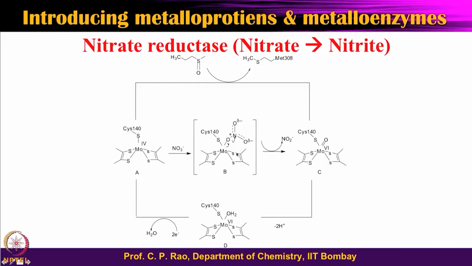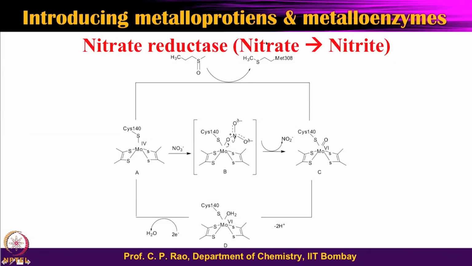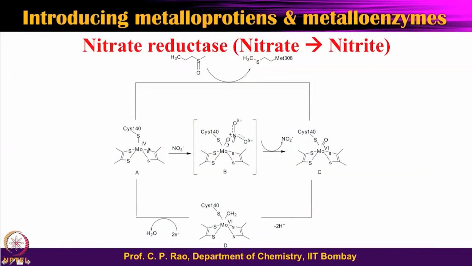Okay, we can look at another example. Nitrate reductase means nitrate to nitrite. So, for a while you do not need to worry about this. Nitrate to nitrite, so it is a reductase. So, it has to reduce. It has to reduce means the enzyme has to take oxygen. If the enzyme has to take oxygen, it should be in the reduced form. That is why the molybdenum is molybdenum 4 with cysteine.